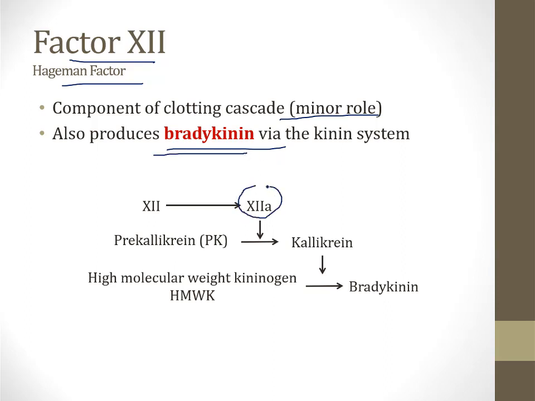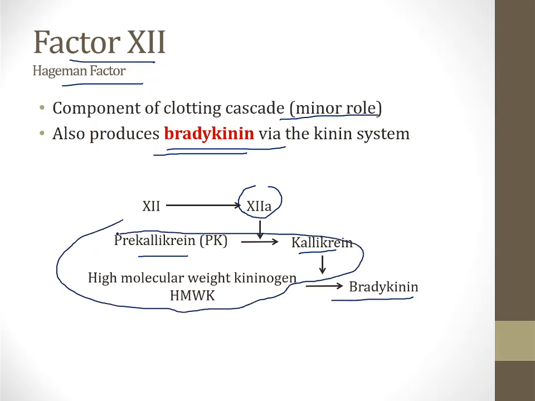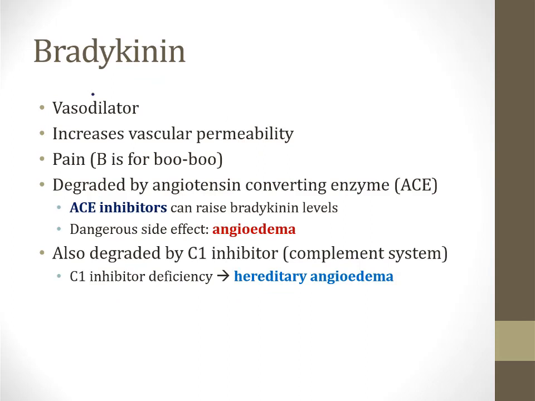Activated factor 12 can convert a substance called prekallikrein into kallikrein, and then kallikrein can convert a substance called high molecular weight kininogen into bradykinin. These substances are around in the setting of inflammation, and therefore when factor 12 becomes activated, that leads to more production of bradykinin. Bradykinin is a vasodilator and therefore contributes to the vasodilation seen in inflammation. It also increases vascular permeability, which we'll talk about in a minute, and that leads to swelling and inflammation. It's also important as a cause of pain.